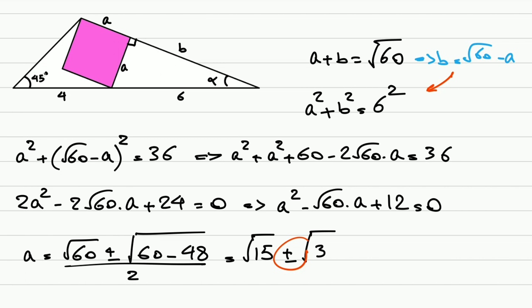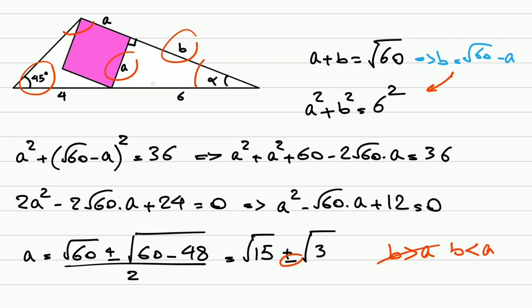Well, let's see. This is 45 degrees. And this angle is more than 90 degrees. That means this angle alpha is smaller than 45 degrees. That means the opposite side, A, must be smaller than the adjacent side, B. Did you get it? Now, in order for B to be greater than A, we have to take the minus sign here. If we take the plus sign, it will be the other way around. B will be smaller than A. And it just doesn't work here because alpha is smaller than 45 degrees.